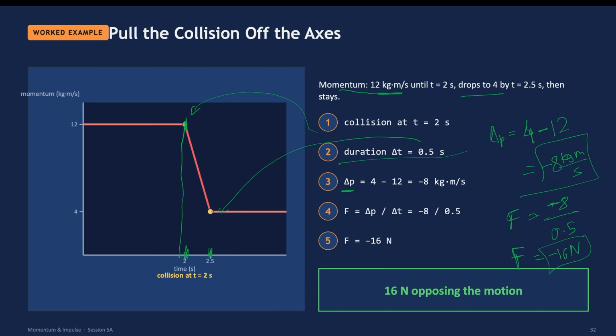And this negative just means it's opposing the motion, okay? Not for the motion. So if, for example, you crashed into a wall, the wall would oppose your motion, right? You would have to stop. So the force would be directed against you.